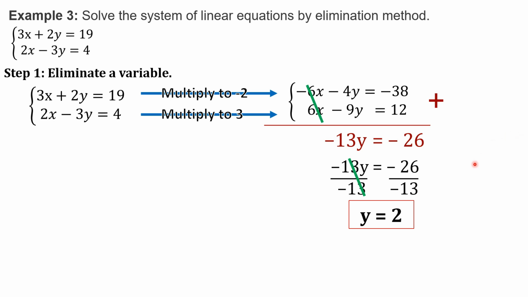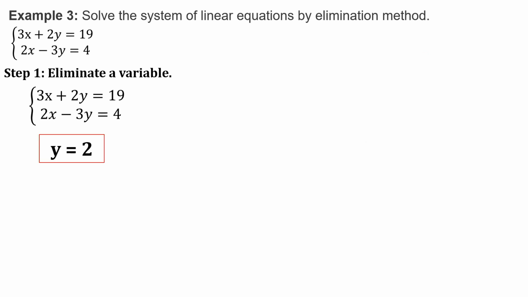Okay. Since we already have the value of one of these two variables, we may proceed to the second step. Let us solve for the variable x. Again, you may use any of these two equations. So for this example, I will use the second equation, 2x minus 3y equals 4. Again, please remember that you will get the same answer even if you substitute this y equals 2 into the first equation or into the second equation. Okay? Now, let's use the second equation, 2x minus 3y equals 4.